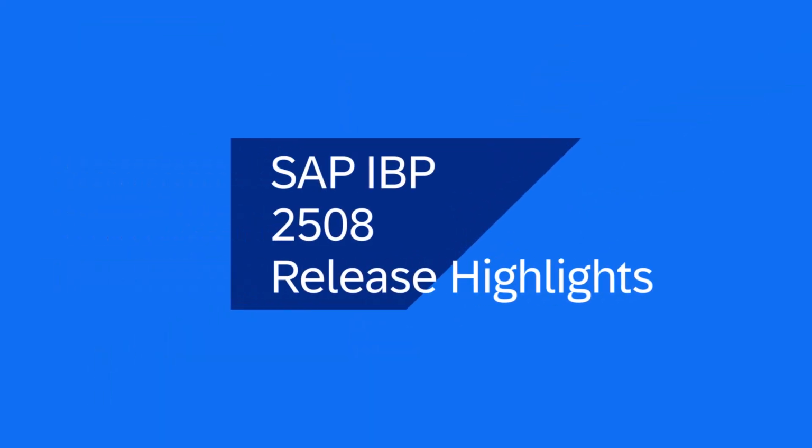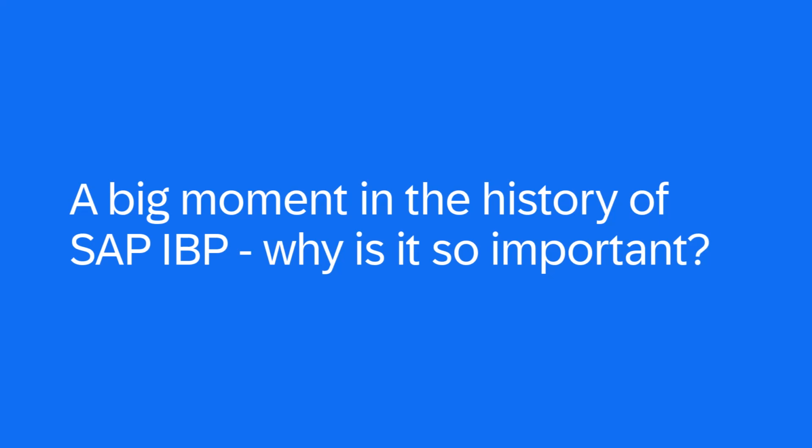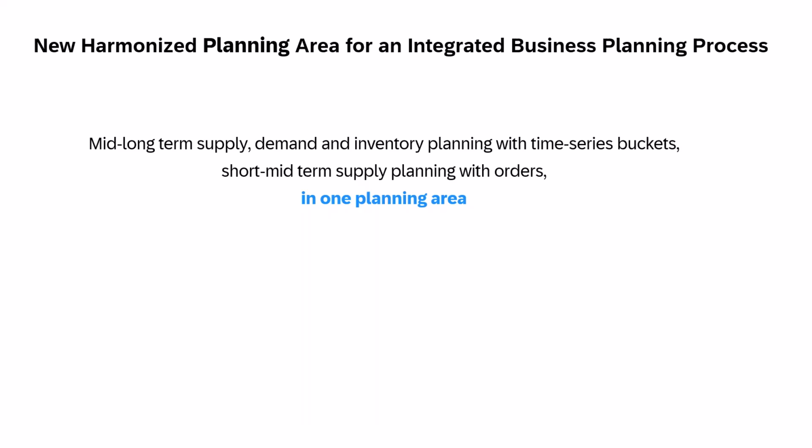Introducing the release of the SAP IBP 2508 Harmonized Planning Area. This represents a big moment in the history of SAP IBP, but why is it so important? Because now planners can do mid to long-term demand, inventory, and supply planning with time series buckets in the same SAP IBP planning area as short and midterm supply planning with orders.